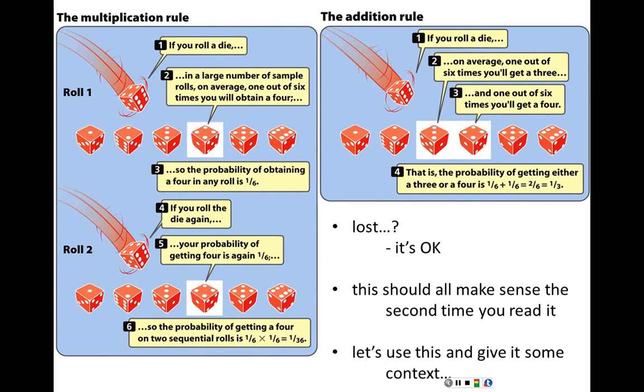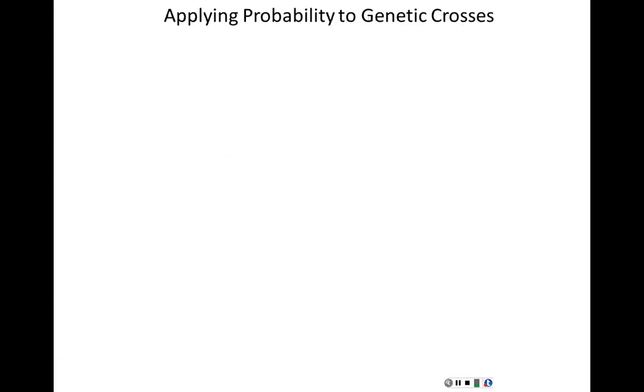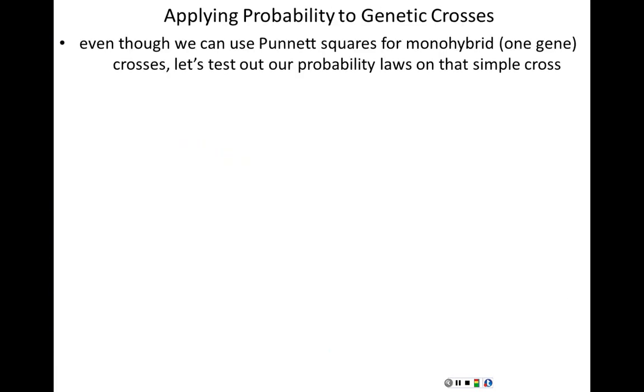So let's use this information. Let's give it some context in a genetics framework. Let's apply probability to some genetics crosses. I think we're all comfortable, or at least I hope we're all comfortable, with Punnett squares and monohybrid crosses right now, these single gene crosses. So before we go ahead into deeper genetics, let's use our newfound probability skills on our old, tried and true, tested monohybrid crosses.